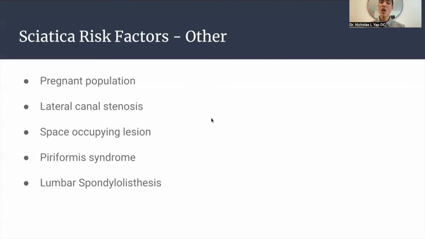Some other less common but probable risk factors for somebody developing sciatica would be a space-occupying lesion, or a mass or growth of some sort, either benign or cancerous, that is occupying a space in the spinal canal or in the space of the lateral canal in the spine, leading to physical pressure or compression of the sciatic nerve.